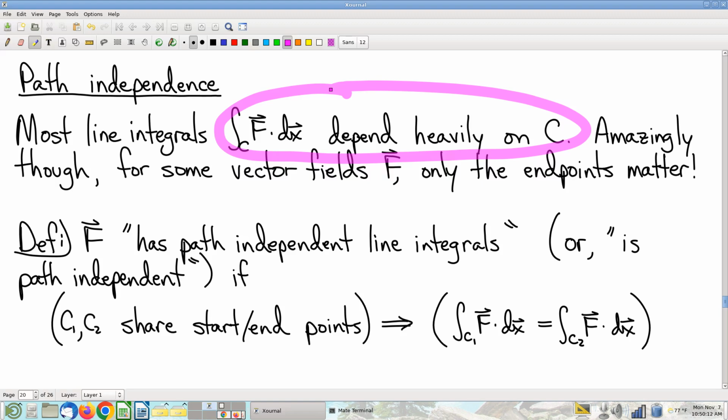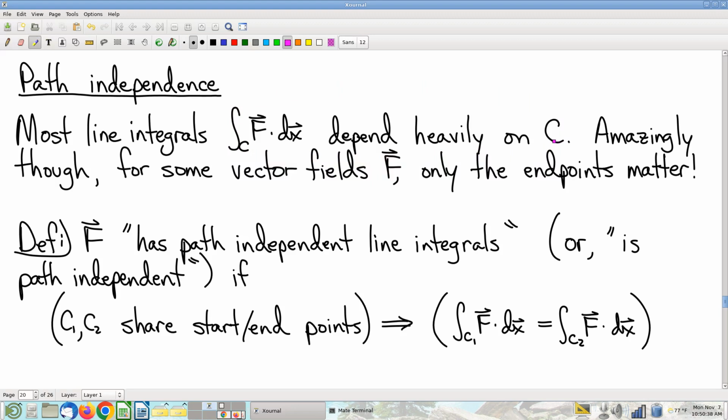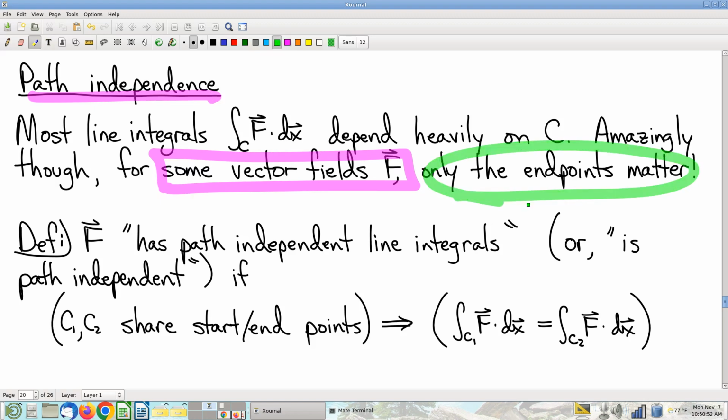The value of an integral depends on the domain that you compute it on. Well, of course it does, right? You're adding up a bunch of values of a function. Which values you're adding up matters. It's a seemingly ridiculously obvious statement, and of course it's very true. Absolutely. What's not obvious is this next sentence. There are some vector fields, very special vector fields that we're going to define in a second. These are called path-independent vector fields, where, shockingly, only the endpoints matter.